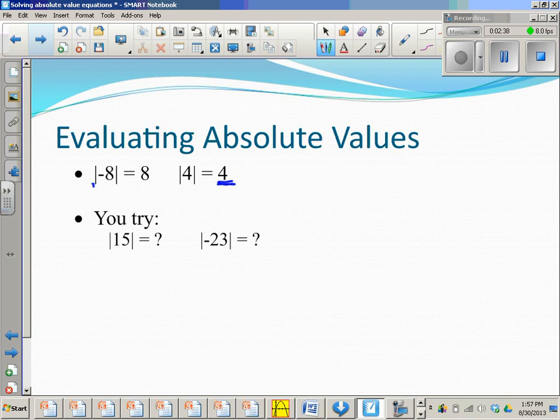Absolute value of 15. 15 is positive, so the absolute value is 15. Absolute value of negative 23. Did you get 23? Well, let's see how we would get that. Since negative 23 is negative, what's the opposite of negative 23? Positive 23.